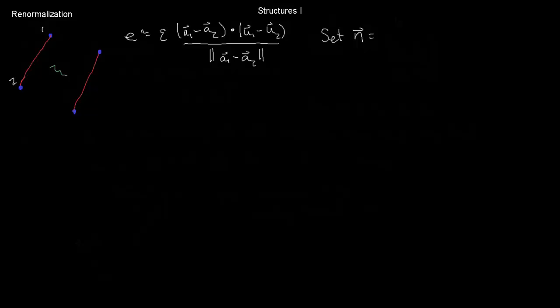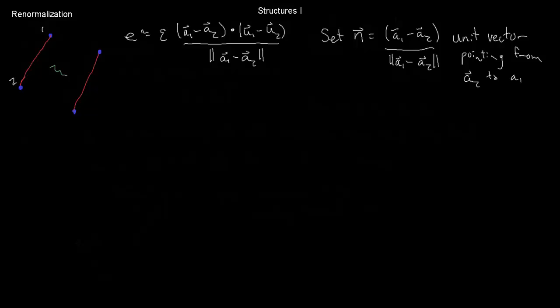So there's a unit vector hiding in this formula. If you set n to be a1 minus a2 over the norm of a1 minus a2, well, then that's the unit vector that points from a2 to a1 along the bar. It's a vector of length 1, that's n. This vector is going to let us simplify our formula. It's going to look all of a sudden quite nice. So elongation is just epsilon times this unit vector n dot u1 minus u2.